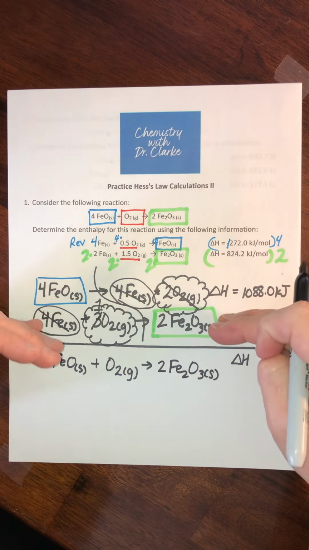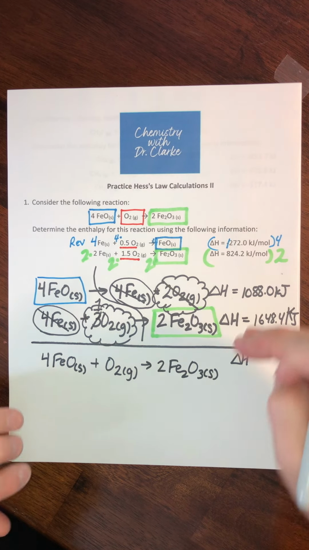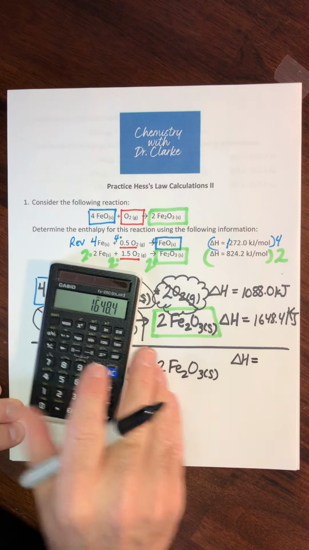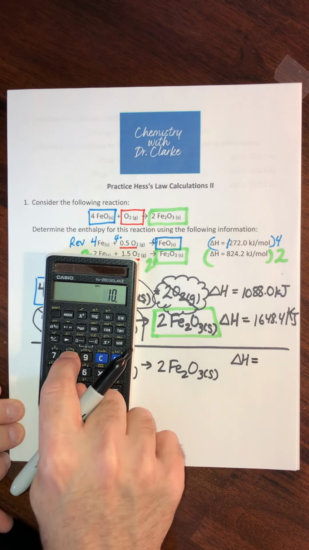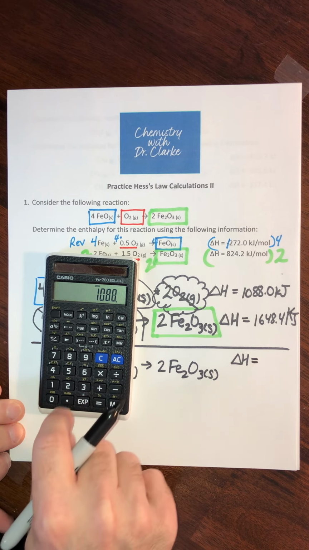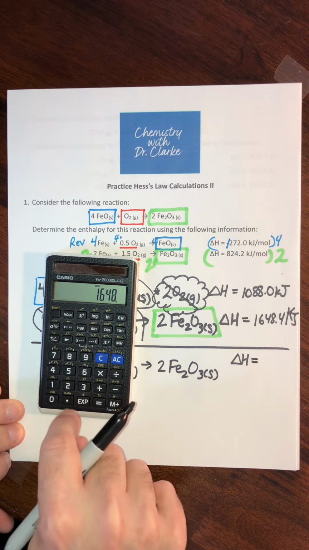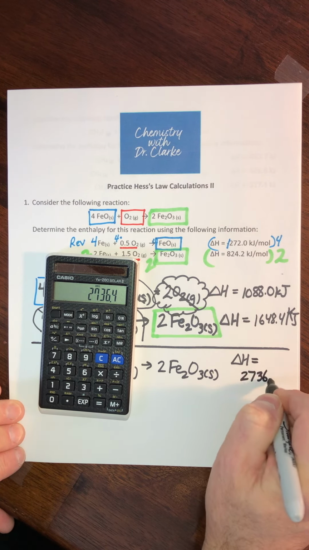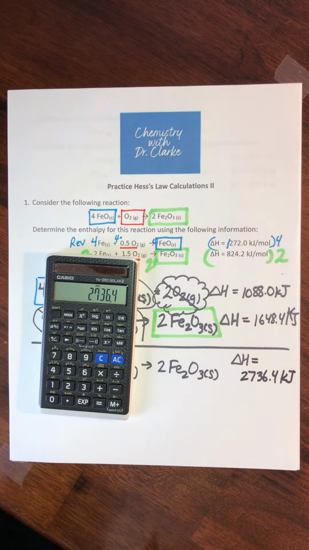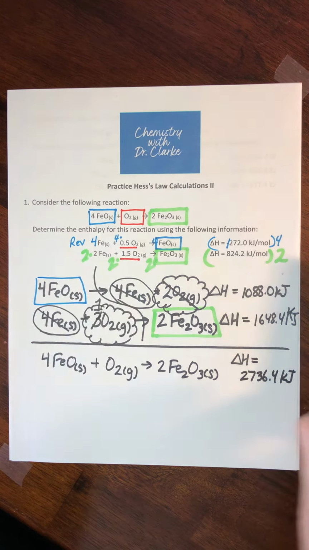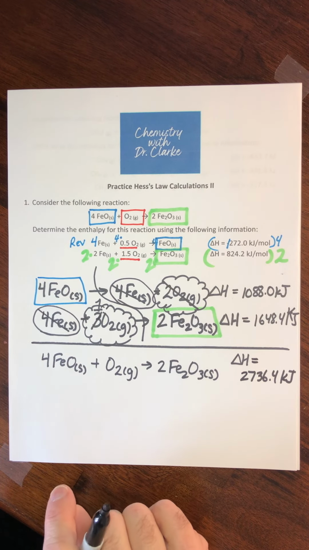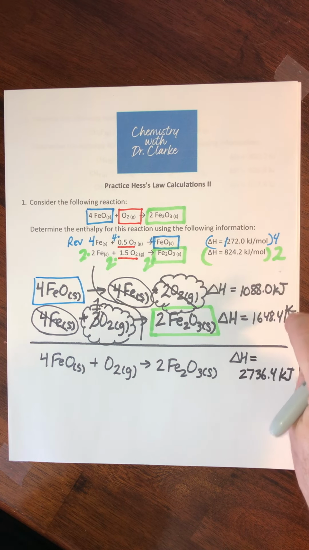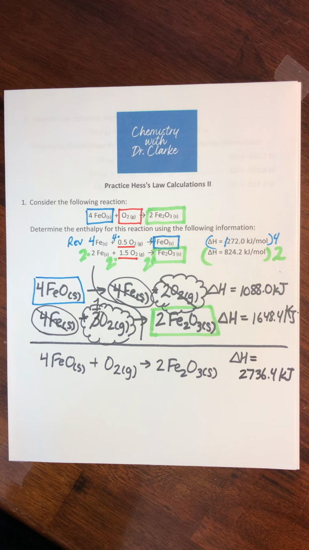If the 2 given equations add up to give me my target equation, then the 2 delta H's add up to give me the delta H for this reaction. So if we pull out our calculator, I've got 1088.0 plus 1648.4, and that'll give me a delta H of 2736.4 kilojoules. This enthalpy change goes with this chemical reaction. Now again, if you're talking significant figures, if you're adding something with 1 decimal place to something with 1 decimal place, your answer should have 1 decimal place.